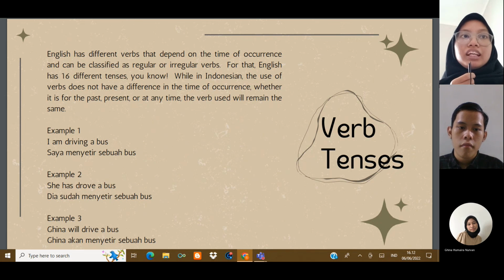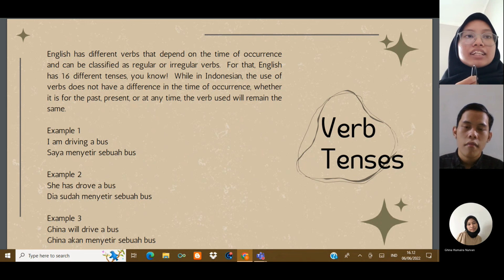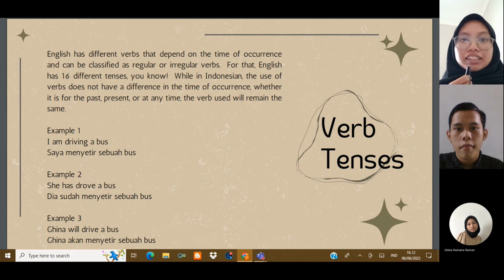The first example, in English, I am driving a bus. In Indonesian, saya menyetir sebuah bus. The second example, in English, she has drove a bus. In Indonesian, dia sudah menyetir sebuah bus. Example 3, Ghina will drive a bus. In Indonesia, Ghina akan menyetir sebuah bus.